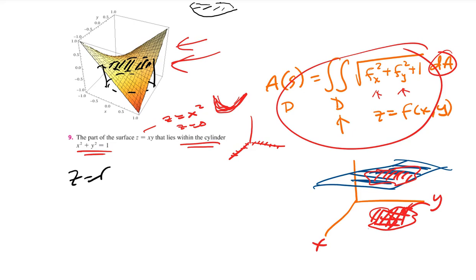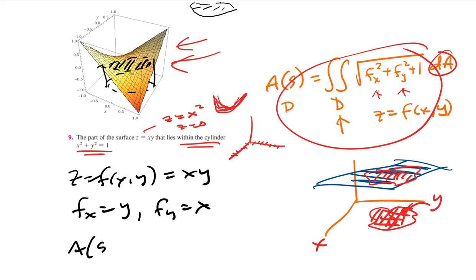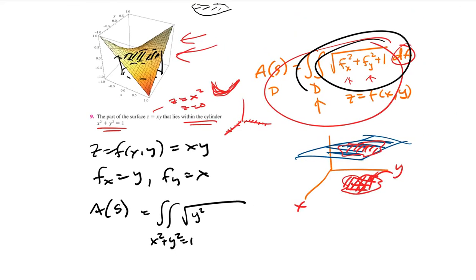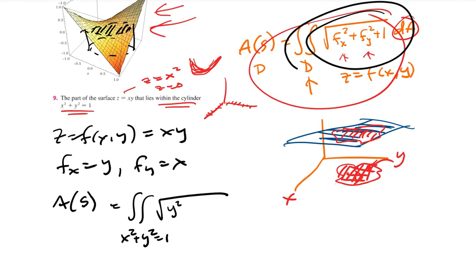So this z equals f of x, y. So f sub x, this is equal to xy. So f sub x is y, and f sub y is x. So the area of the surface is the double integral over that cylinder, x squared plus y squared equals 1. Square root of f sub x is y, so you get y squared. I'm just using this formula here. F sub y is x, so that's plus x squared, and then plus 1 dA.